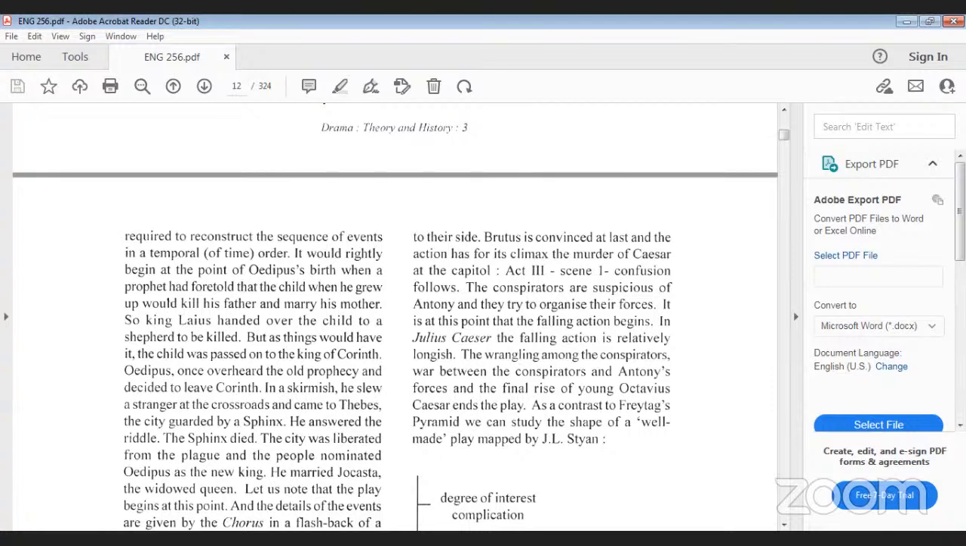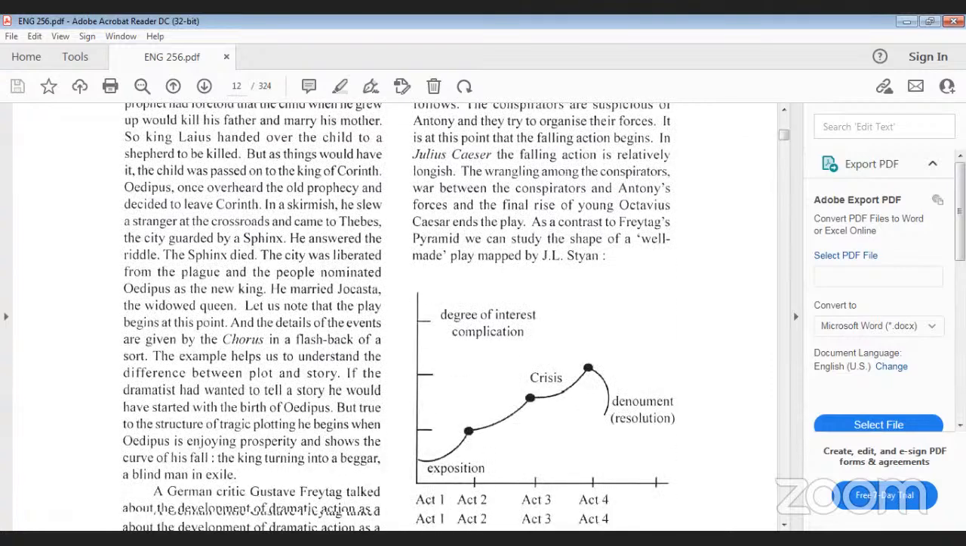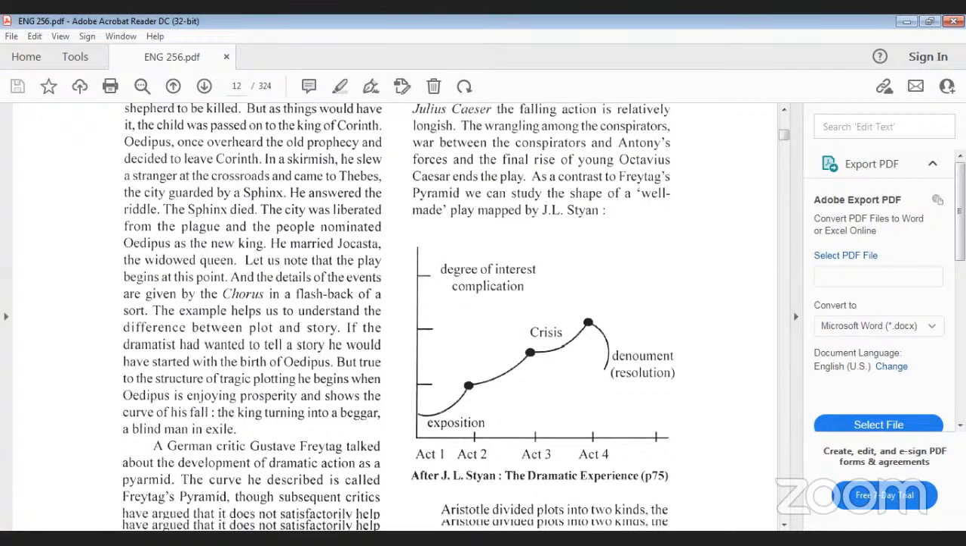In Julius Caesar, the falling action is relatively longish. The wrangling among the conspirators, war between the conspirators and Antony's forces and the final rise of young Octavius Caesar ends the play, as a contrast of Freytag's pyramid. We can study the shape of a well-made play mapped by J.L. Styan. Okay, see how further they have described after Styan. Dramatic experience. How he has plotted.